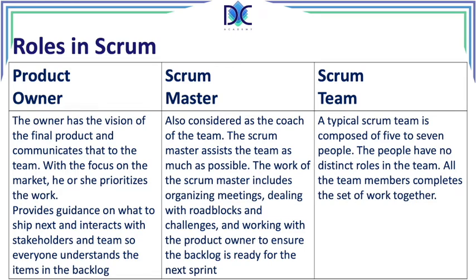Now, typically a team is 5 to 7 people. People have no distinct roles in the team, and all team members complete the set of work together. All work is done together. They work as a team, and it's not somebody doing one thing and then adding it to the other. No, it's the team working together.